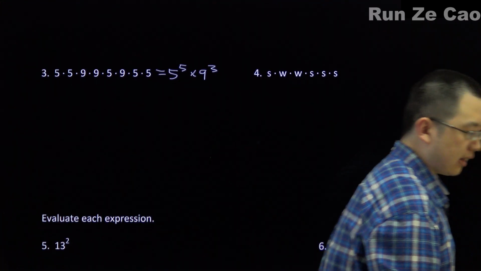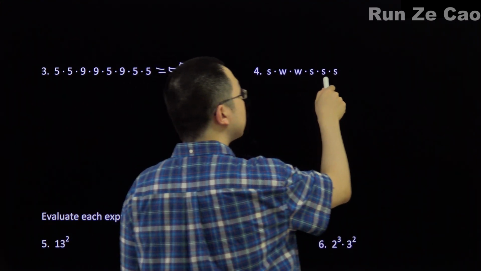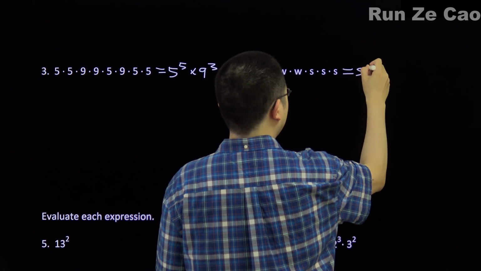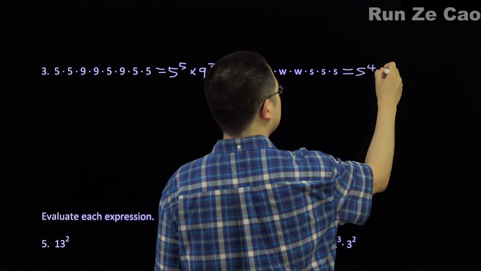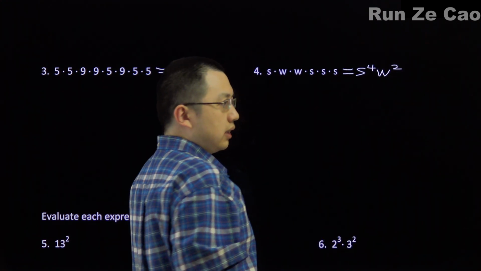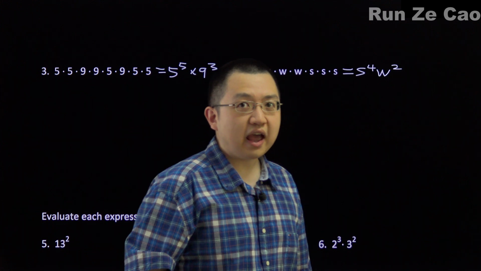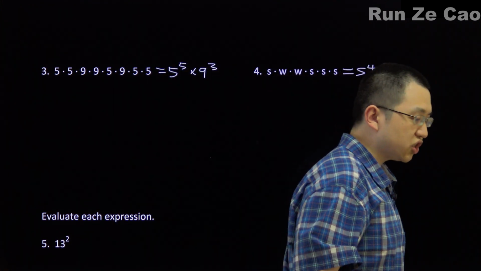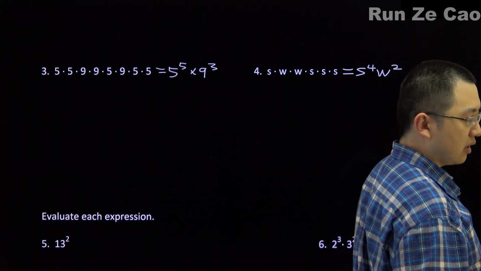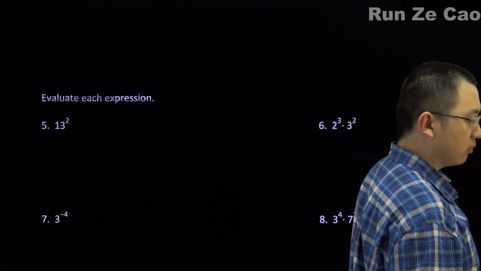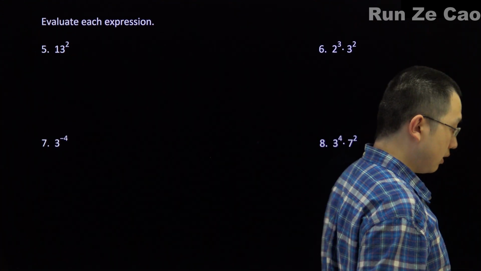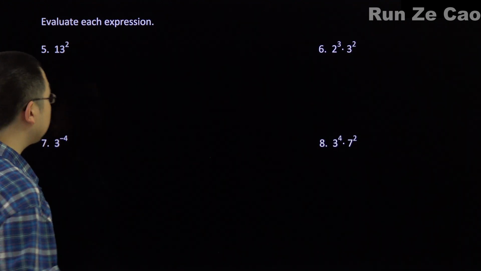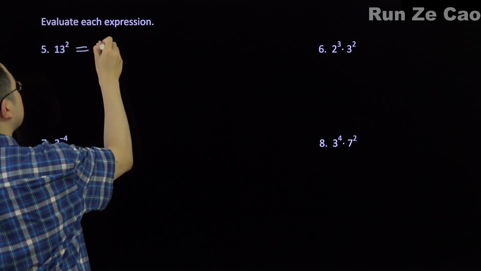And here, how many s's do you have? You have 1, 2, 3, 4 s's. So s to the fourth, and you have 2 w's, so w squared. Now, even if it was s squared, w to the fourth, you would still write the s first. Why? Because the convention is that you write the variables in alphabetical order within each term. Evaluate each expression. 13 squared. 13 times 13 is 169.